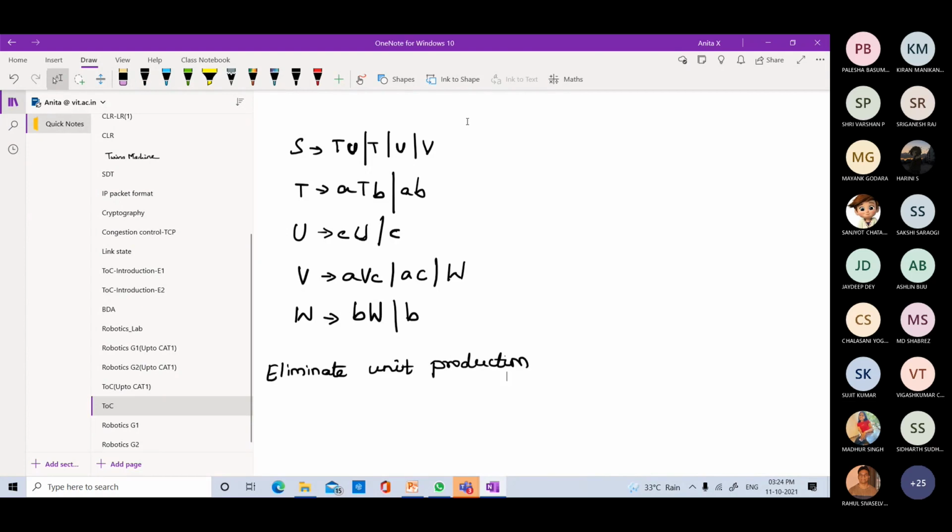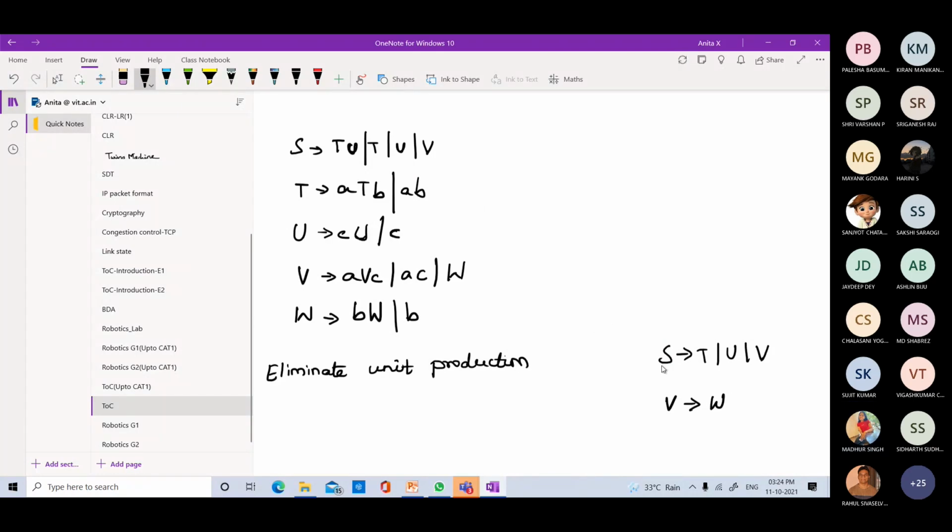What are the unit productions present here? S derives T, S derives U, yes. Good. S derives T, then T derives U, U derives B, then B derives W. Yes, right. So what should we do?